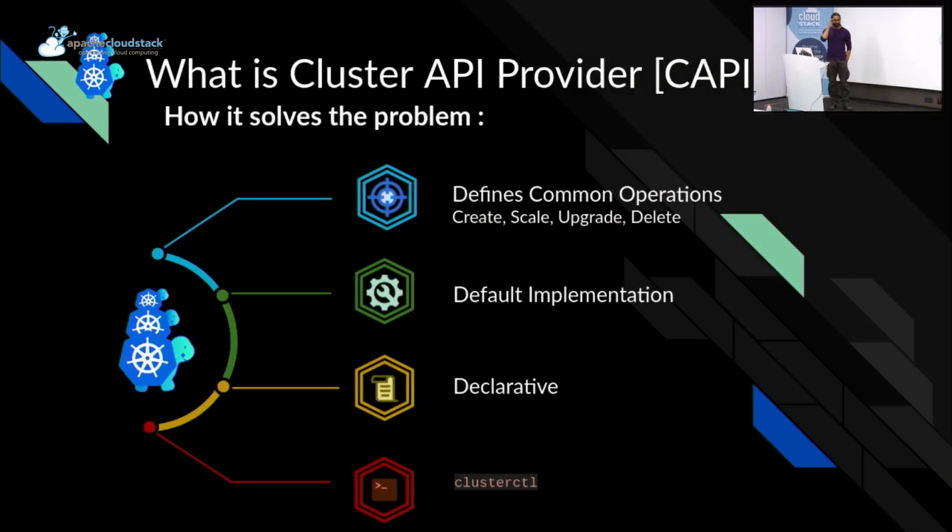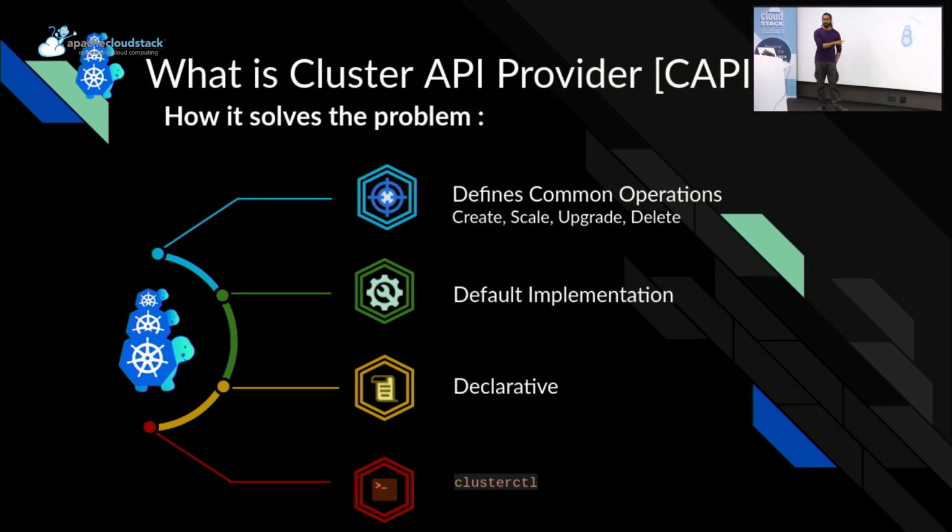All right, so you saw that it's a great product. It solves all these problems, right? How does it solve it? So first, it defines common operations, you know, the basic CRUD operations that you have: scale, upgrade, create, delete. Then it provides a default implementation, like we said, to make sure that whatever you have runs the same everywhere.